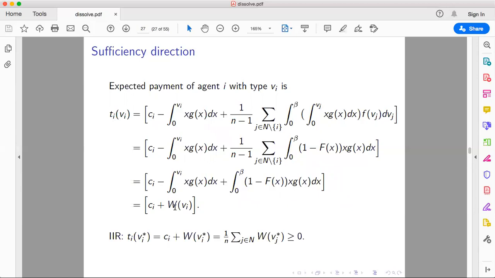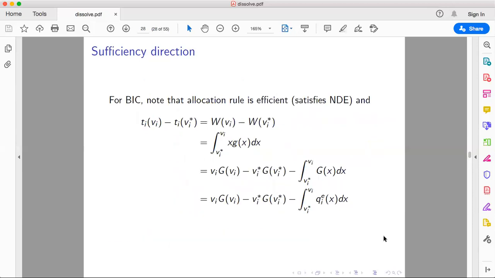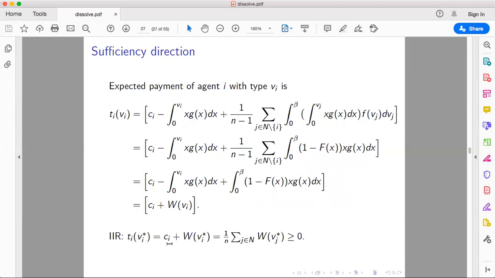So this mechanism is Bayesian incentive compatible. It's not dominant strategy incentive compatible, because this revenue equivalence formula that we are showing is satisfied is on the interim terms. So it is Bayesian incentive compatible, not dominant strategy. It's not a Groves mechanism. The only place where we use the inequality is to show that interim individual rationality is satisfied.